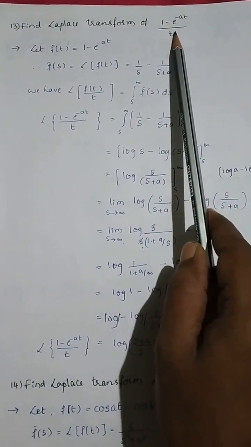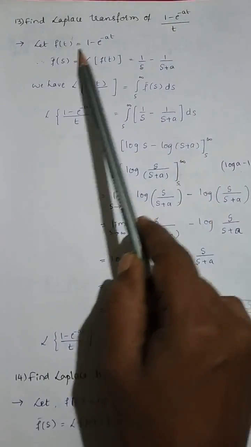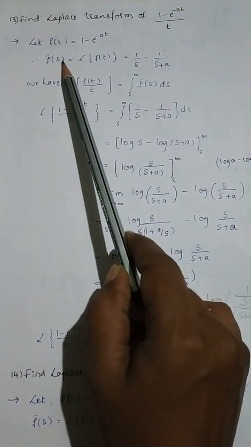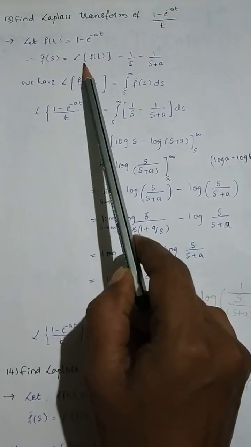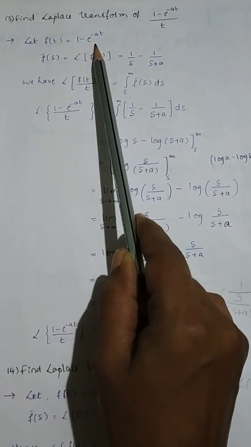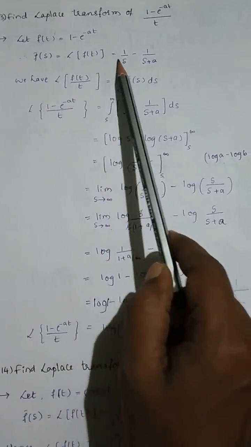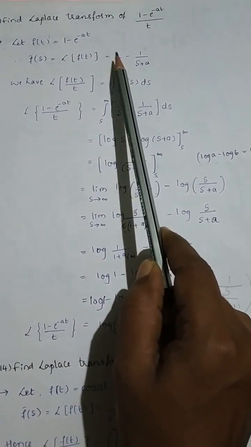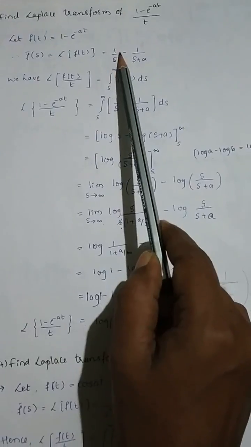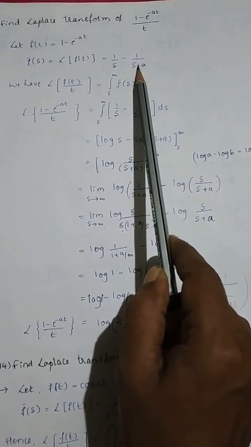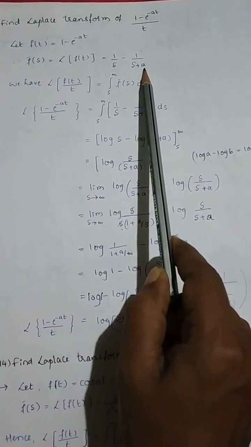Let us find the Laplace transform of f of t first. Let f of t is equal to 1 minus e raised to minus at. Next, f bar of s is nothing but the Laplace transform of f of t. That is the Laplace transform of 1 minus the Laplace transform of e raised to minus at. The Laplace transform of 1 is 1 by s, and the Laplace transform of e raised to minus at is 1 upon s minus of minus a, that is 1 upon s plus a.